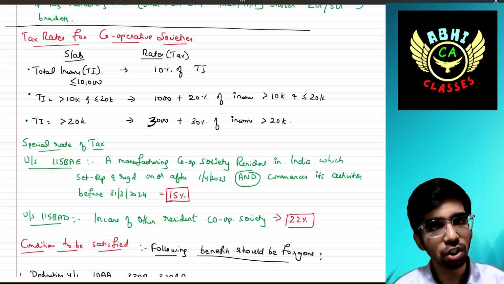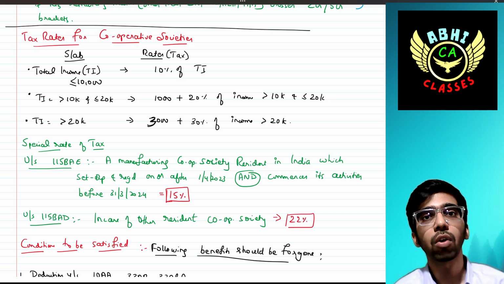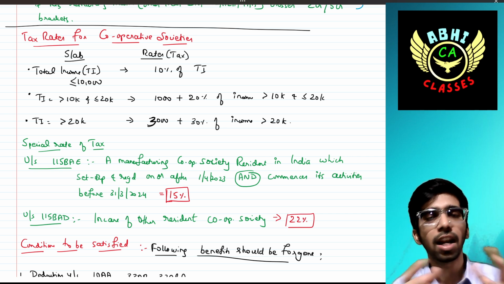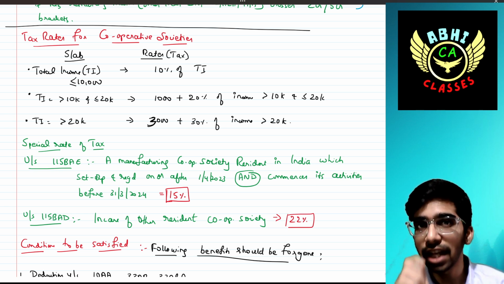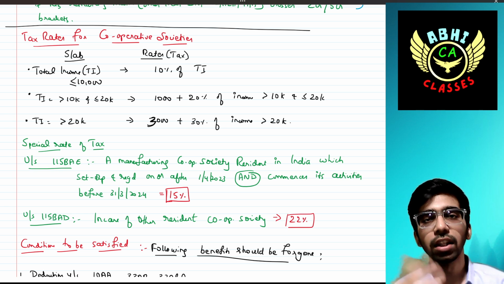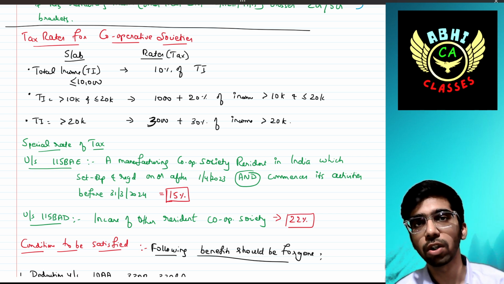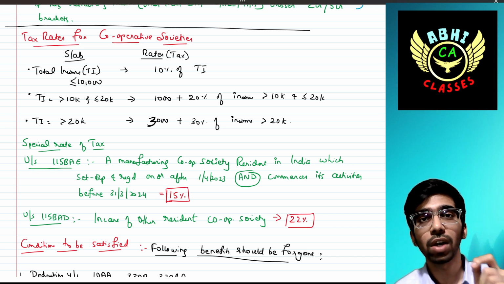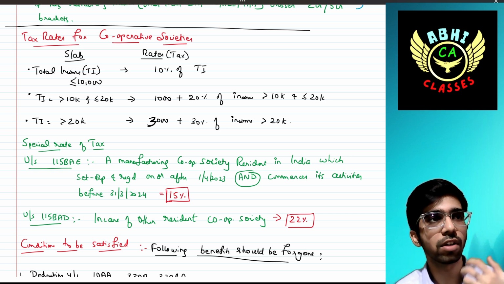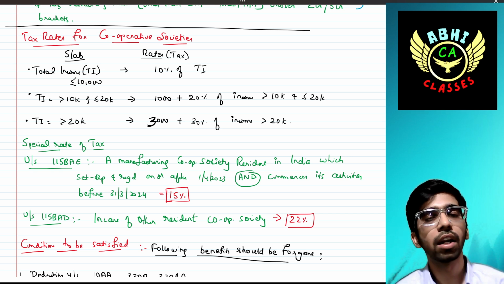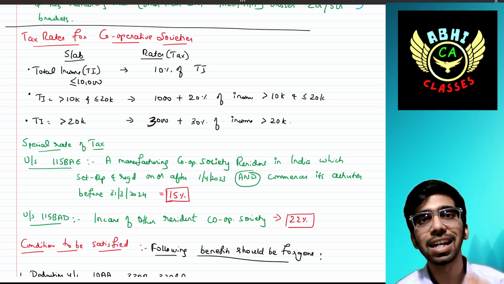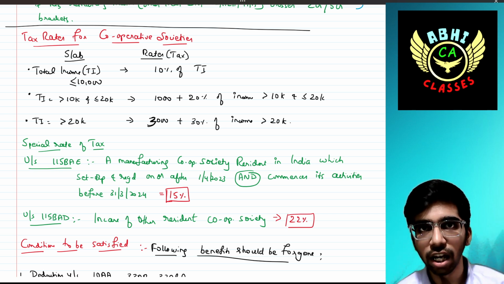First of all, tax rates applicable for cooperative societies. The slab variation is there. If total income is up to rupees 10,000, that is 10,000 or less, then the rate applicable is 10% of the total income. Let's say for example, if your income is 9,000, then the rate applicable is 10% on 9,000, that is 900, right?